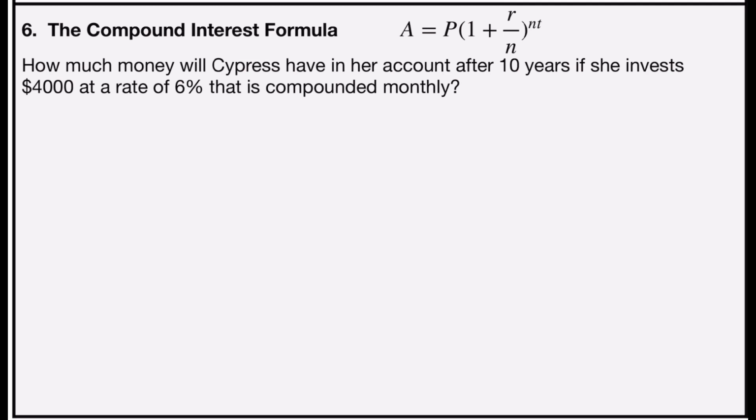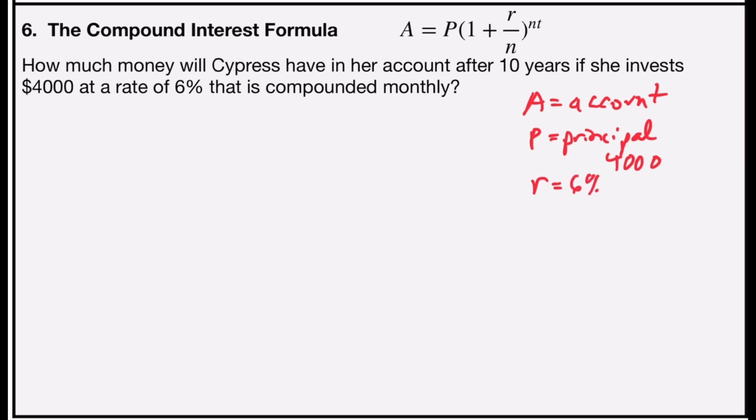So let's figure out what the variables mean. A is the amount of money in the account. So that's after the investment and the interest. P is the principal. That's what you're investing. And in this problem, it's $4,000. R is the rate at which the interest is being compounded, and so that's 6%, or in decimal form, 0.06.